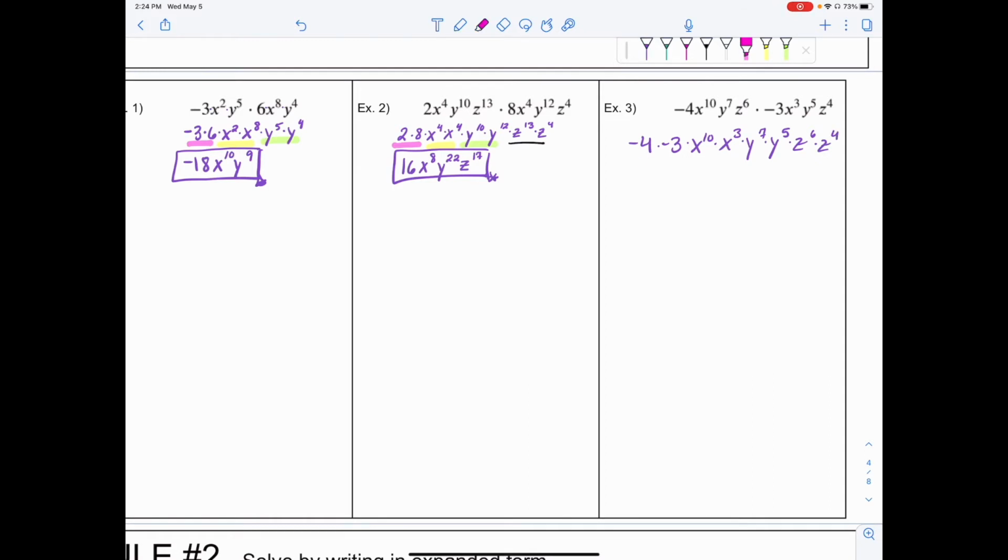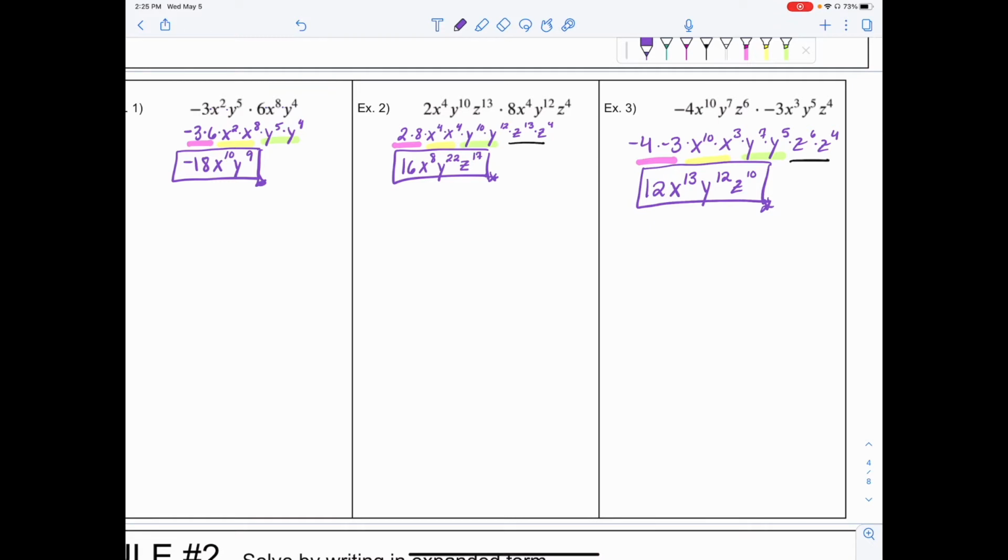So then if we simplify, -4 times -3 is 12. X to the 10th times x to the 3rd would give us x to the 13th. Y to the 7th times y to the 5th will give us y to the 12th. And z to the 6th times z to the 4th would give us z to the 10th. So final answer, 12x to the 13th, y to the 12th, and z to the 10th.